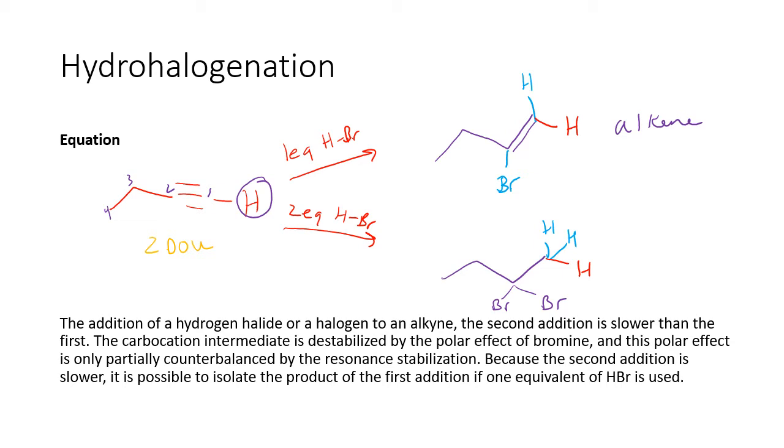You'll see that there's a carbocation intermediate, and it can be destabilized by the polar effect of bromine, and this polar effect will be counterbalanced by the resonance stabilization. So the second addition is slower, and we can isolate the product of the first one if we stop after using one equivalent. So we'll look at the mechanism on the next slide, but just know that you have to pay attention when you're dealing with something that has 2 degrees of unsaturation to whether there are 2 equivalents or 1 equivalent listed.